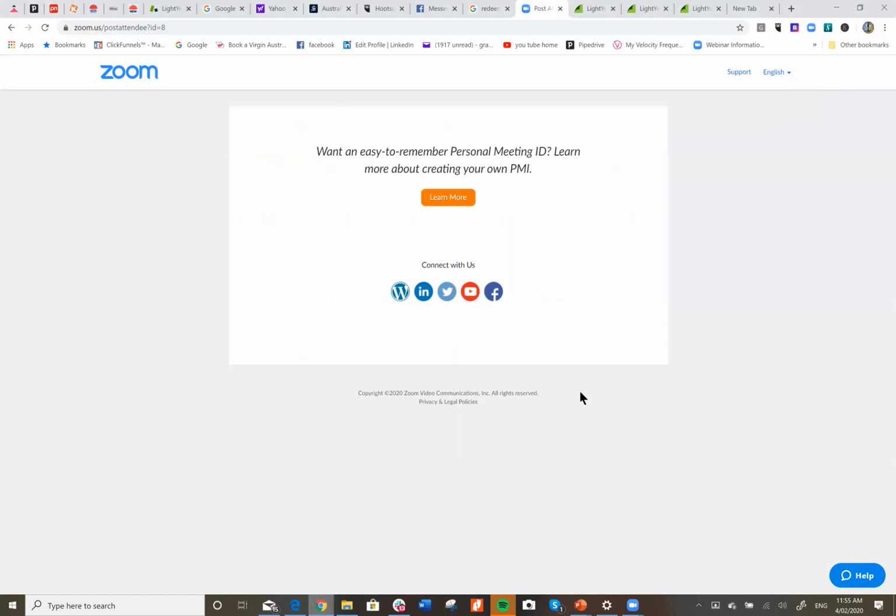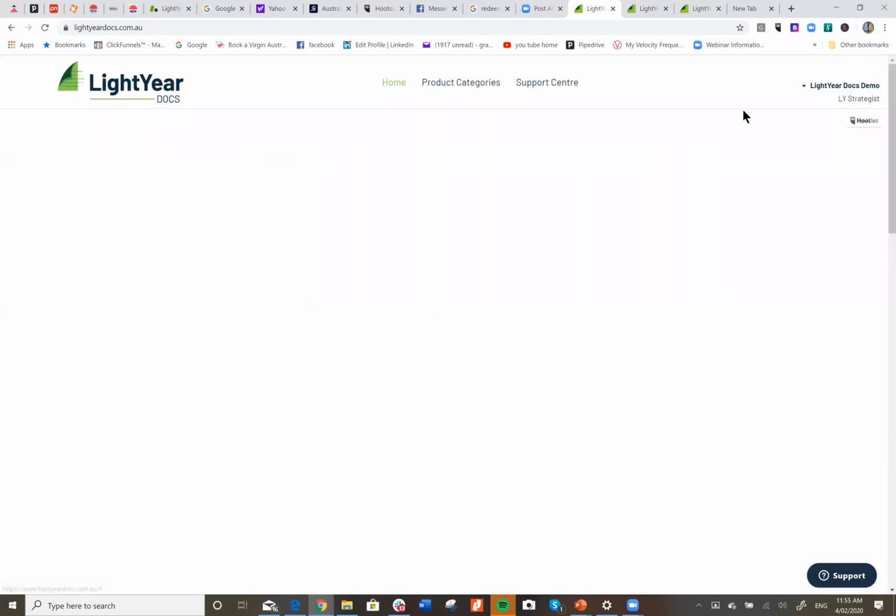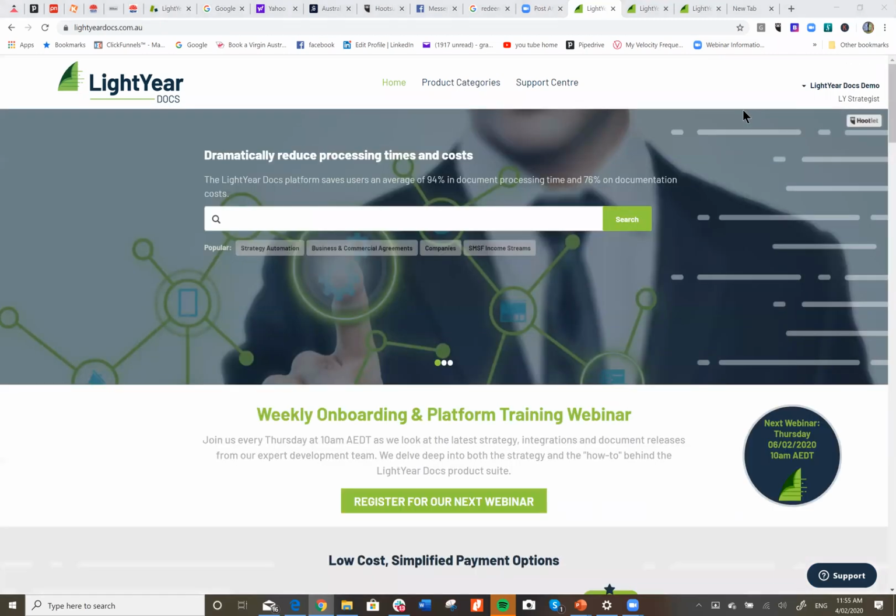What I've got here is all the LightYear suite. So here, if I just go home, there's a couple of things. I'm logged in as LY strategist, which ordinarily is $795 per month. And again, there's no lock-in contracts. You're not there for a year. If you want to just do it for 2 months, do a whole lot, and then jump off and come back a little later on, absolutely just go through that process. But again, it's up to you. I think with all the strategies you'll see, you want to make sure that you're continuing down there.